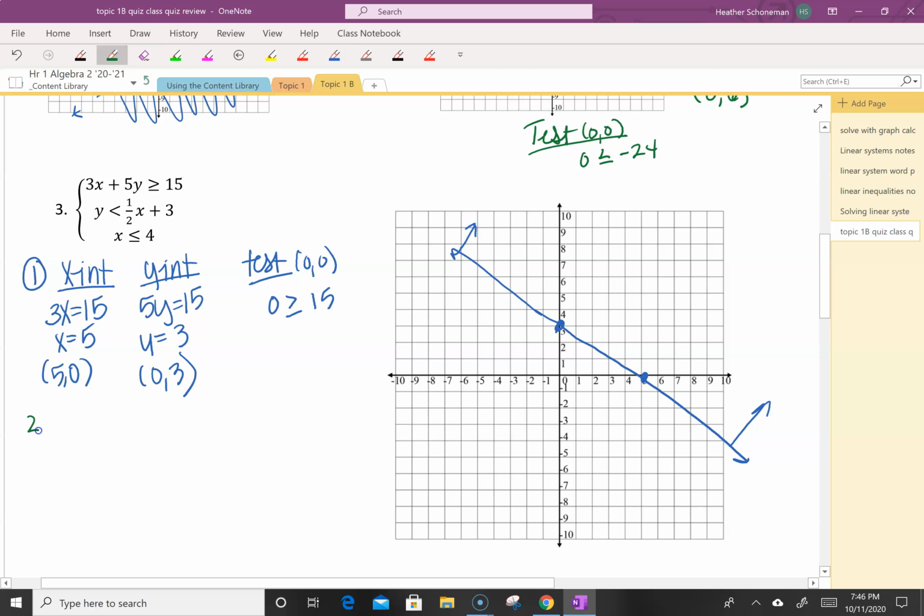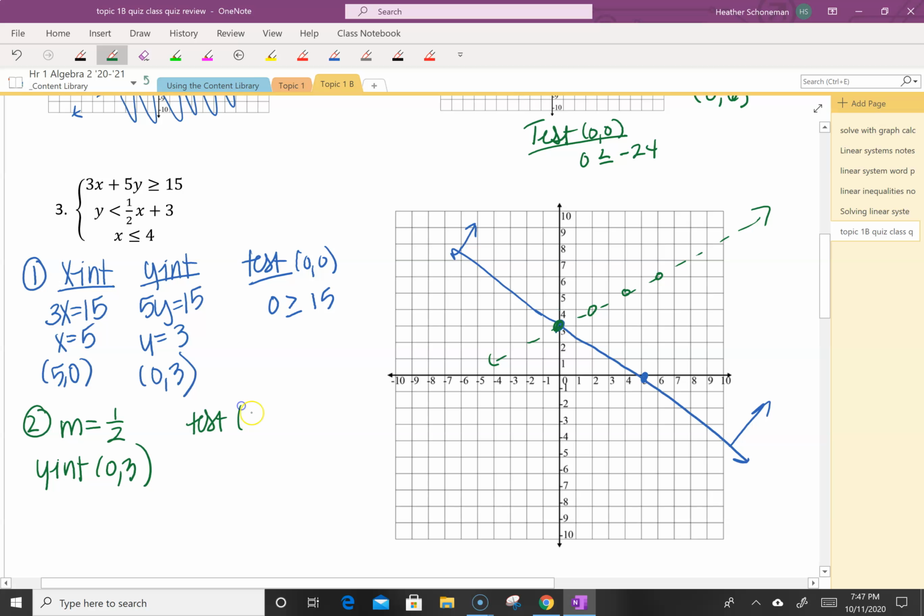Let's see what happens on the second inequality. It is in slope-intercept form, so I can just identify the slope as being 1/2 and the y-intercept as being (0, 3). So here's my y-intercept, but now I need to go up 1 and right 2. Oh, but this one is less than, so it's open circles. Excuse me, I misspoke, dashed line. It looks like this.